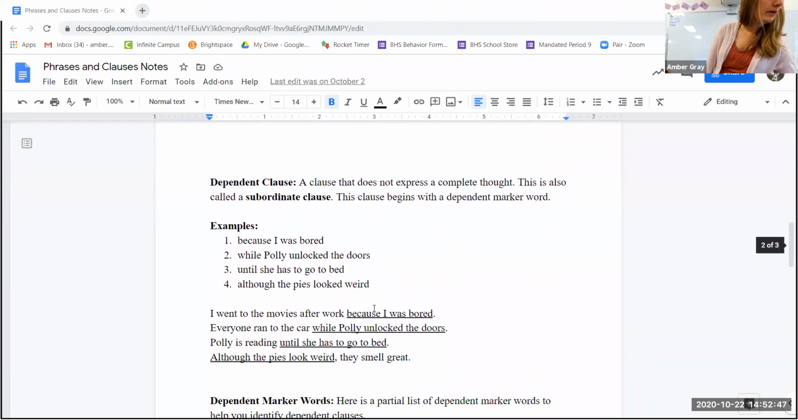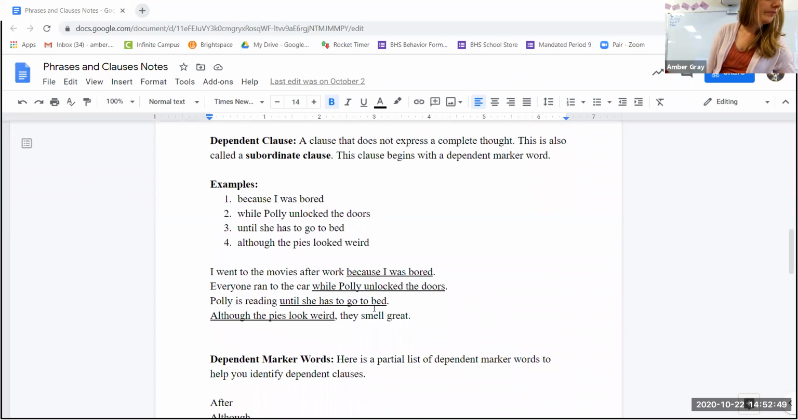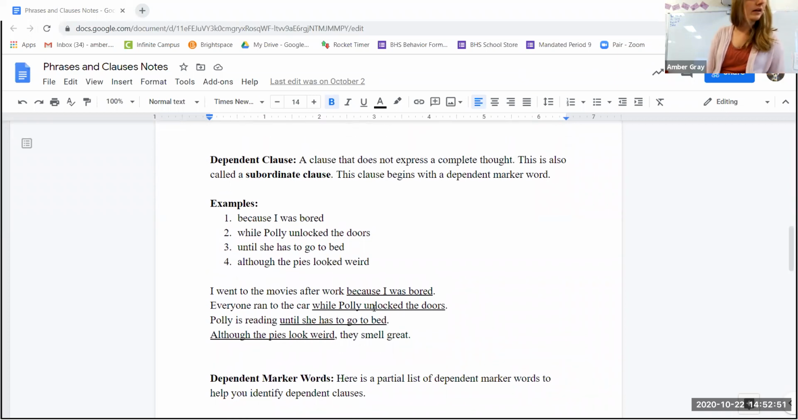I also want to talk about the dependent clause. Okay, so a dependent clause is still a group of words that contains a subject and a verb. However, this does not express a complete thought. Sometimes people call them a subordinate clause. You may have grown up or you may have heard of subordinate clause. That also means dependent clause. I like to use dependent clause because it contrasts nicely with independent clause. So the opposite of independent is dependent.